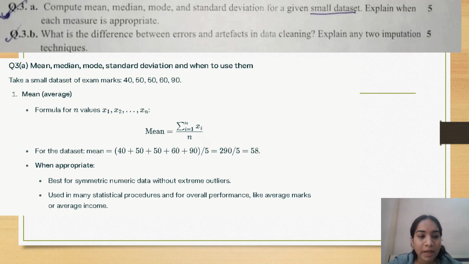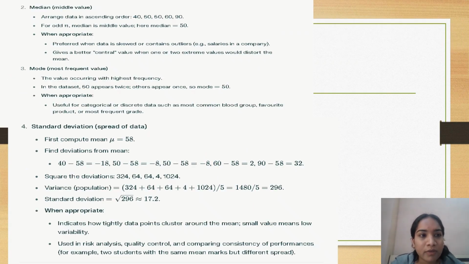The question is, when is the mean appropriate? The mean is appropriate when data is symmetrical and when there are no outliers, because outliers can pull the mean too much. Then we look at the median, which is the middle value. Sort the data, which is already sorted, then the middle value is 50. From the left we see 40, 50, the middle comes 50; from the right we see 90, 60, the middle comes 50. So the middle value is 50, which is the median.